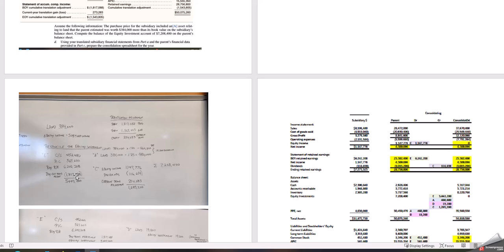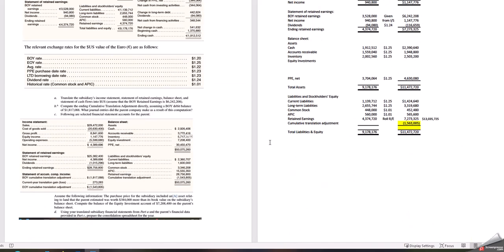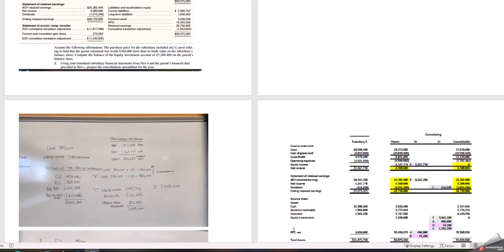Now then our beginning of the year cumulative translation adjustment was given to us. So if I go back up into the problem, they tell us it's $1,817,088. So then that is where that comes in. And then notice though they tell us it's a debit balance, so it's going to go the opposite direction of these equity accounts. So then that gives us our $5,443,200.